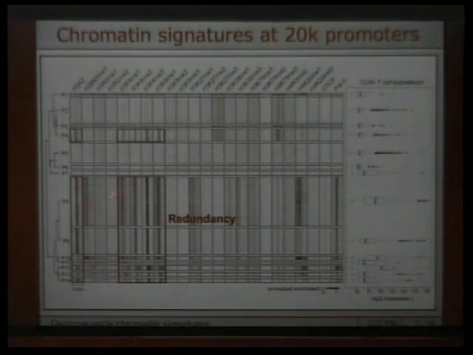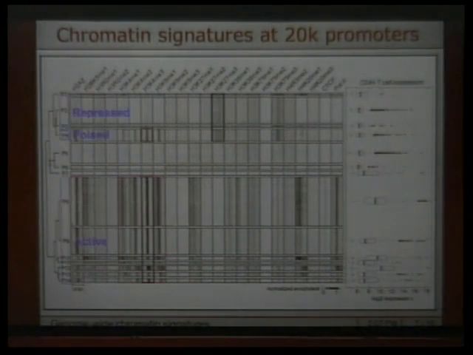So we also noticed that there's a very high degree of redundancy at these promoters. And so, for example, these 5 chromatin modifications are either always present together or always absent together. And we recover the known patterns that we should have recovered. Repressed promoters marked by H3K27 trimethylation, active ones with H3K4 trimethylation, and poised ones containing both of these marks.